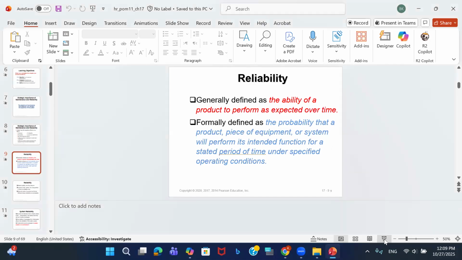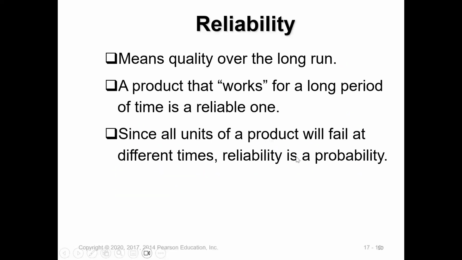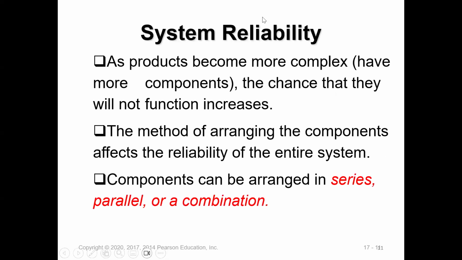That's how we defined reliability, and we said it is quality over time. So when you buy a component or product or a device or a system, how do you expect that it will perform over time as expected? That's reliability. And we said we have series and parallel and combination.